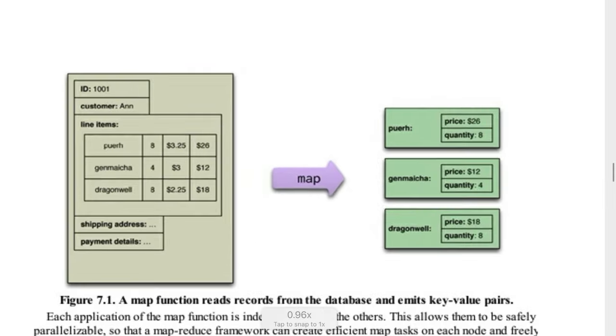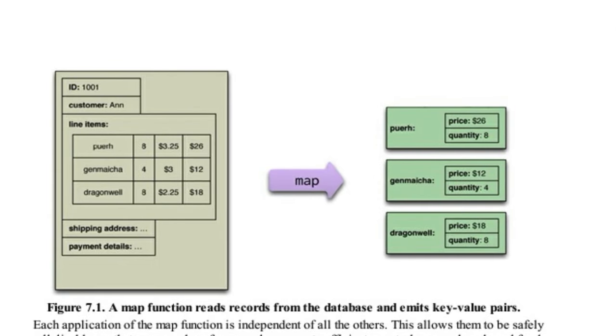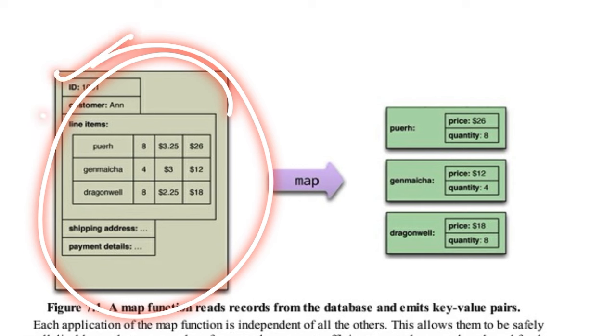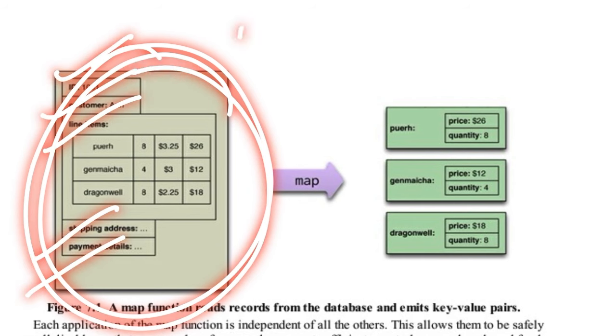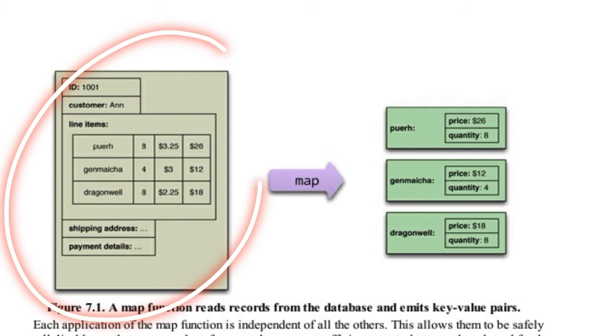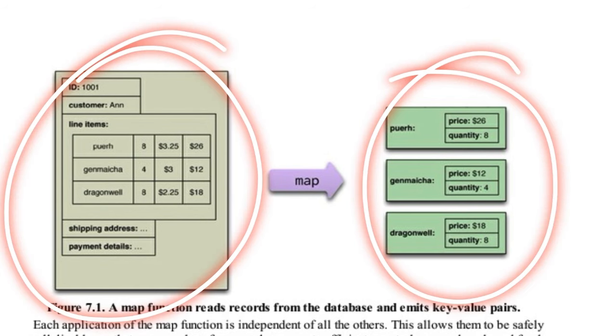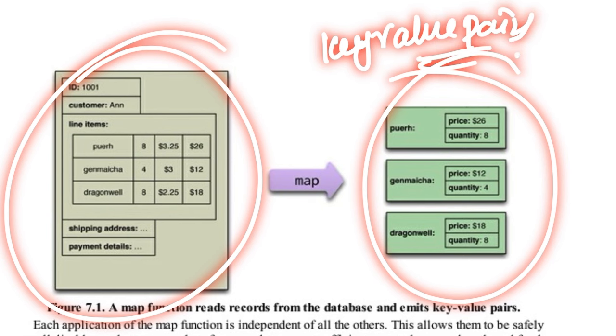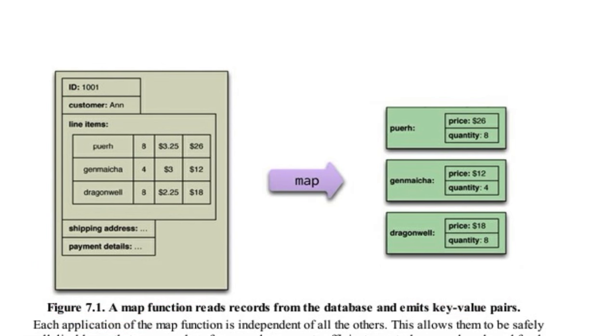So we'll look into this figure, okay? This figure has the ID, customer ID, line items, and shipping and payment details. So this entire thing is one aggregate, right? This is the order aggregate which I have, and the output I want is key value pairs.